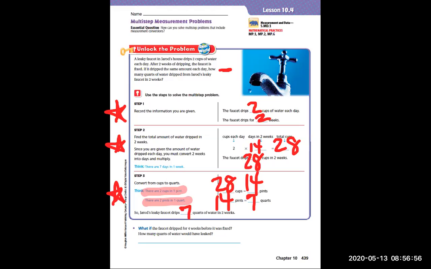Okay, so now this bottom, though, changes the question up a little bit, and it said, what if it had happened for 4 weeks? Well, then we would just have to double that, right? Because this 7 quarts was for 2 weeks, so we would double that to get 14 quarts for 4 weeks.